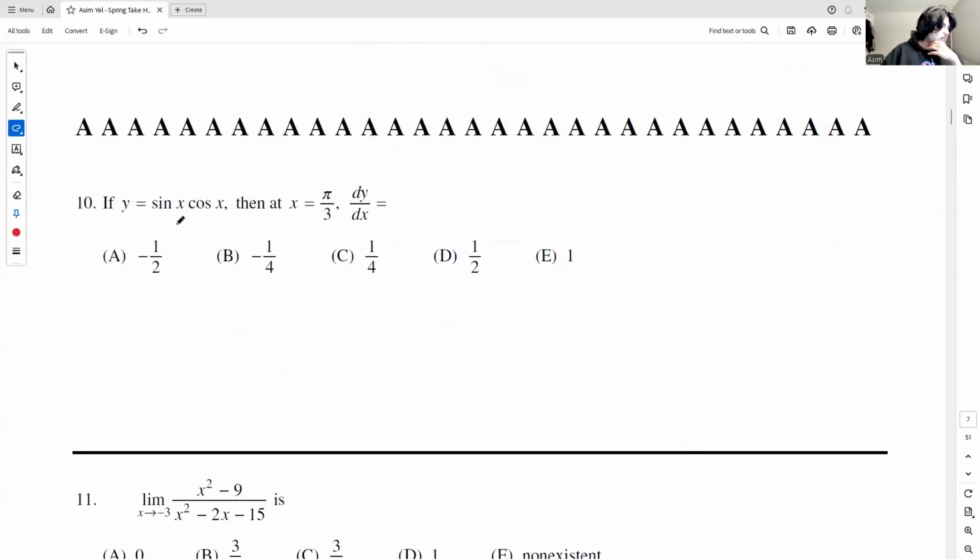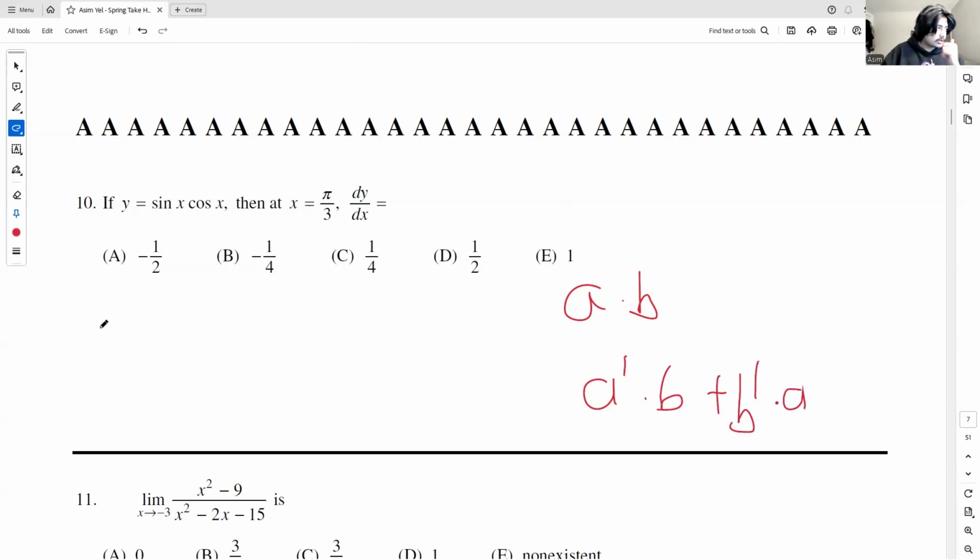Question number 10. If y equals to this, then at x equals this, find dy/dx. So basically, guys, you're going to use your product rule. Let's say a times b, where a and b are functions. If you want to take the derivative of a times b, you have to just do a prime times b plus b prime times a.